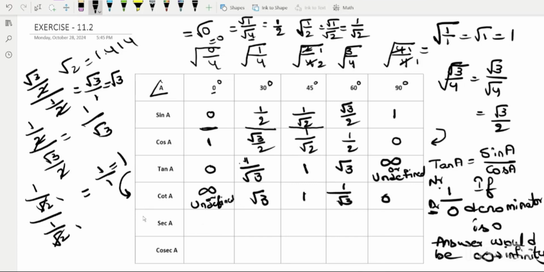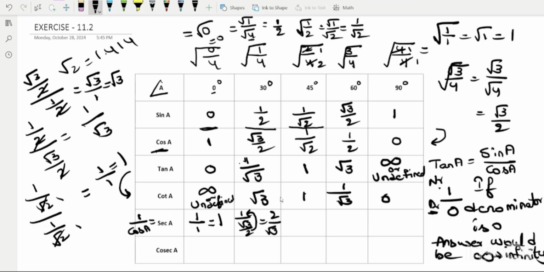Now secant A. As we know that the secant A is reciprocal of cos A, which is 1 by cos A. Secant is 1 by cos A. So the value at 0 degrees: cos A is 1, so 1 divided by 1 will become 1. Now 1 divided by cos A, where the cos A value is root 3 divided by 2. So the 2 shifts here, and this becomes 2 divided by root 3.